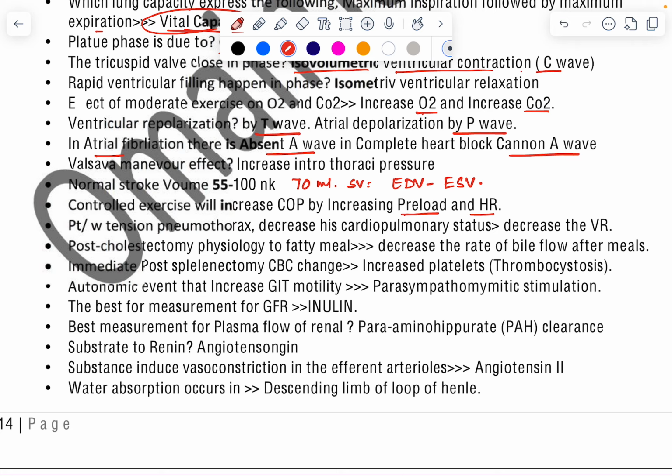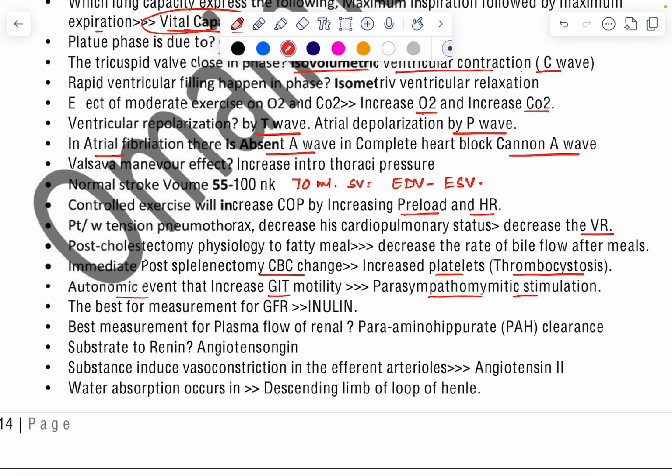A patient with tension pneumothorax has decreased cardiac output and decreased venous return. Physiology after a fatty meal: bile flow increases after meals. Immediate post-splenectomy CBC changes: increased platelets, thrombocytosis, and Howell-Jolly bodies are seen. Autonomic event that increases GI motility is parasympathetic stimulation.